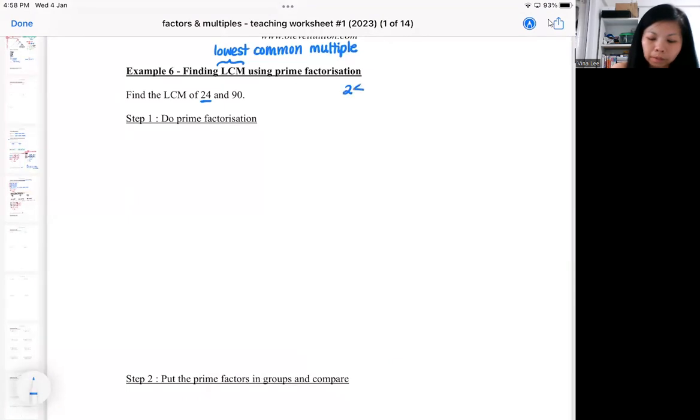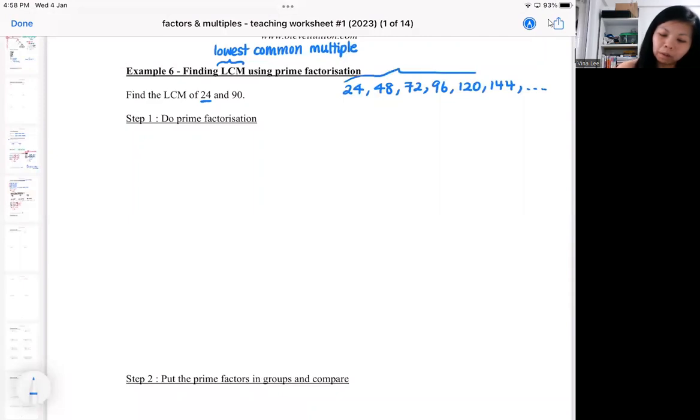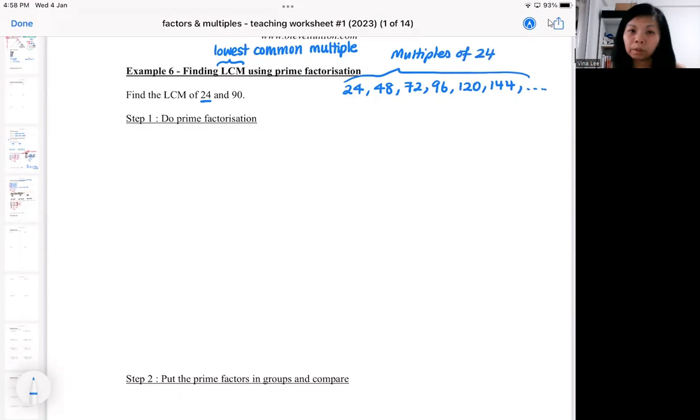So what are the multiples? This will be the multiple. So 24, I add another 24. I keep adding 24. That will be what we call the multiples. So these are called the multiples of 24. If you keep adding the numbers, you are getting the multiples.